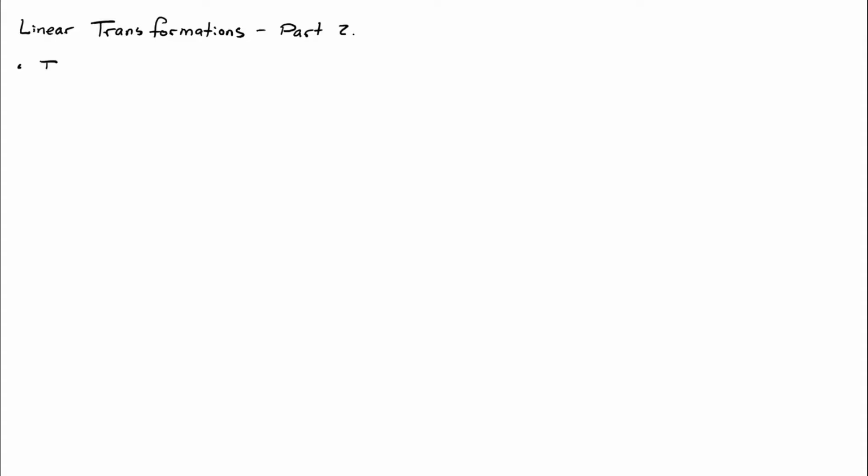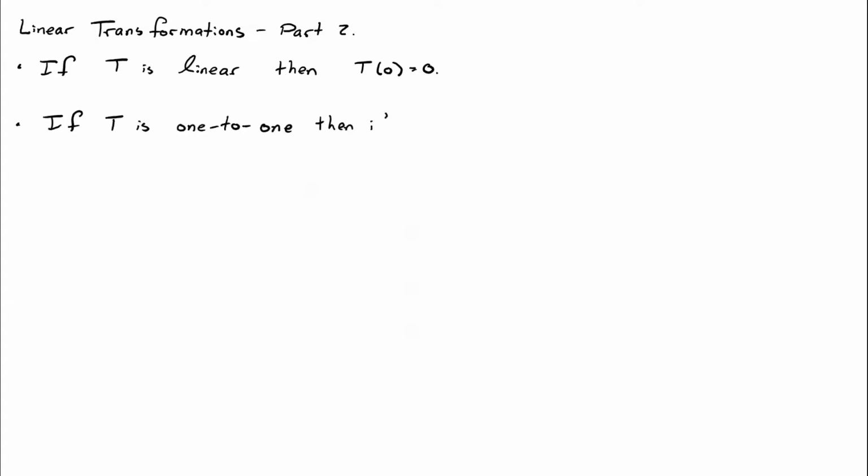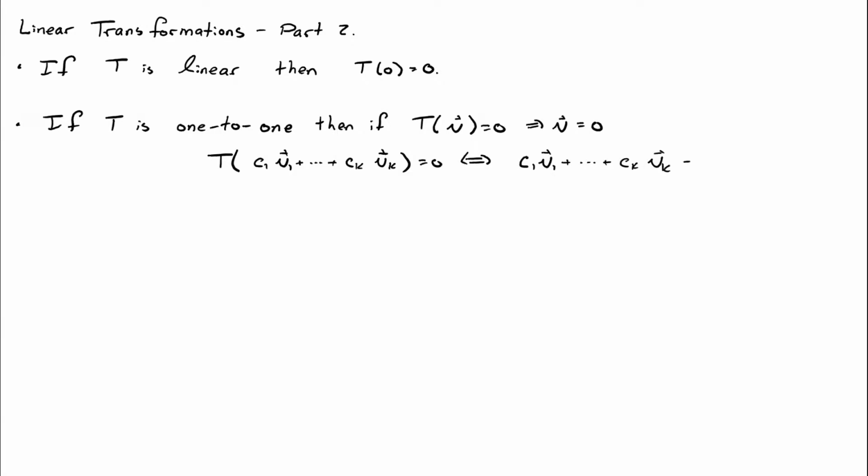Well, if T is a linear transformation, then T of 0 equals 0. This might be a homework problem. If T is also one-to-one, then if T of anything equals 0, that anything must be 0, because 0 can only be hit once. If T is one-to-one, and T of c1 v1 plus ... plus ck vk is equal to 0, then we must have had c1 v1 plus ... plus ck vk equals 0. You should see the connection here to linear independence.